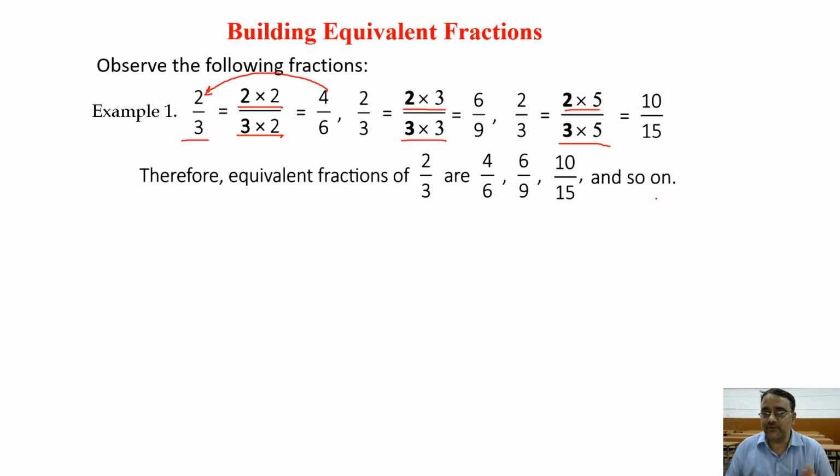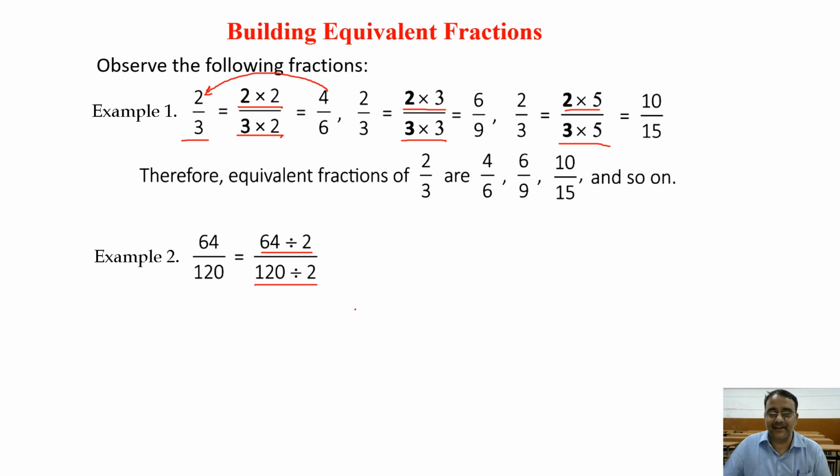So now I am going to show you we can divide also. Take one example, 64 by 120. So divide both by 2. If you divide 64 by 2, you will get 32. If you divide 120 by 2, you will get 60. So 32 by 60 is the equivalent fraction of 64 by 120.